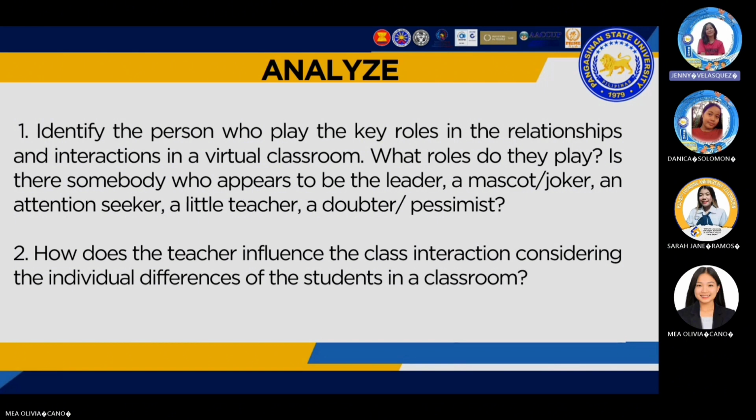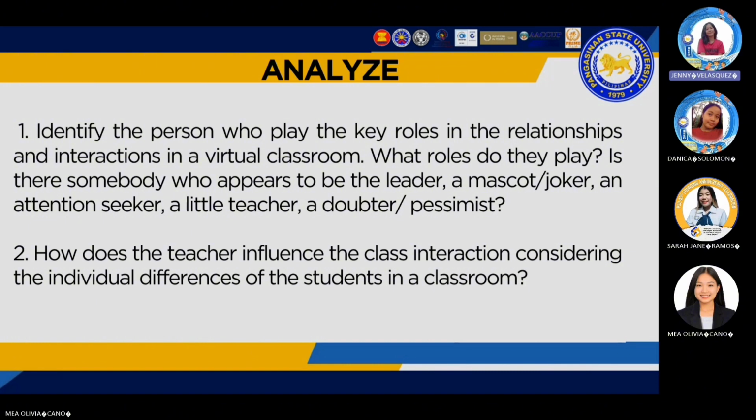Number 2, how does the teacher influence the class interaction considering the individual differences of the students in a classroom? The teacher makes everyone feel important by recognizing their strengths and areas to improve. To ensure inclusive participation, the teacher employs diverse teaching methods and provides various learning opportunities so everyone can join during the class discussion. The teacher transforms the classroom into a community where students embrace and respect each other's differences, promoting compassion and empathy.